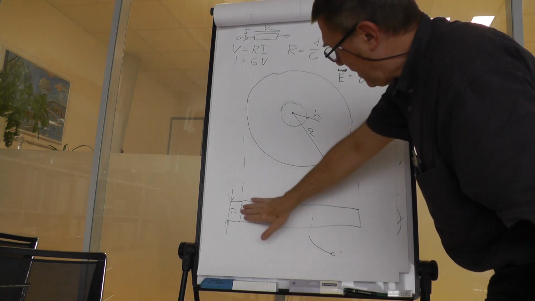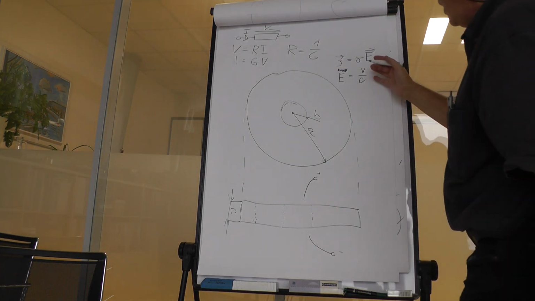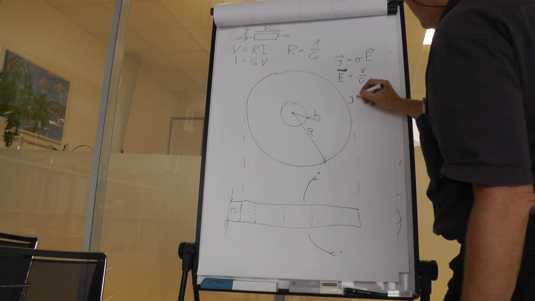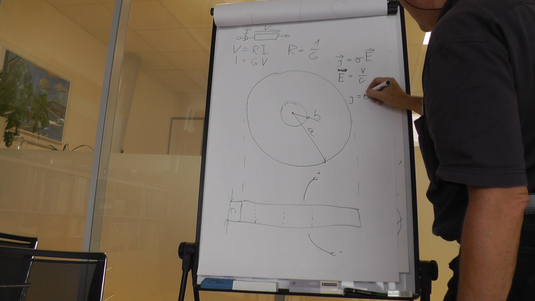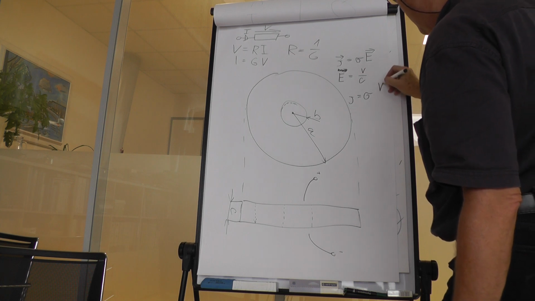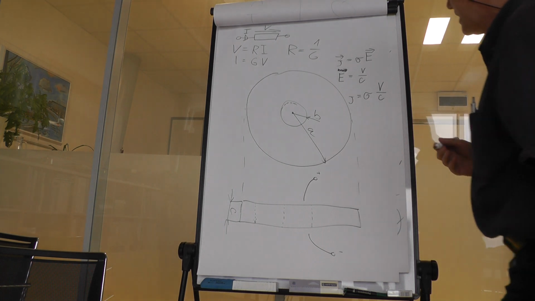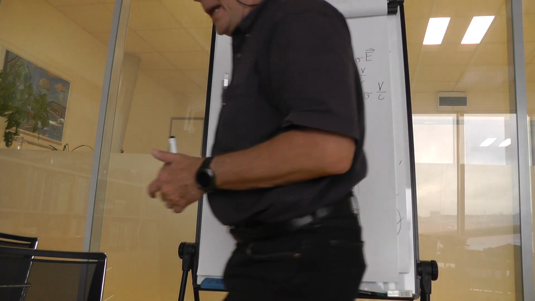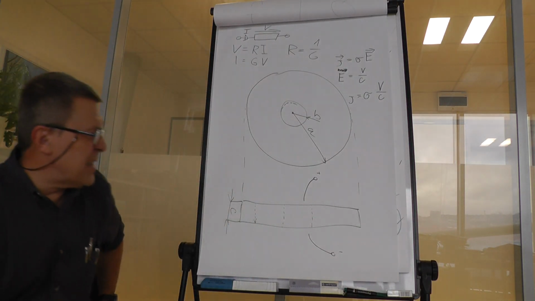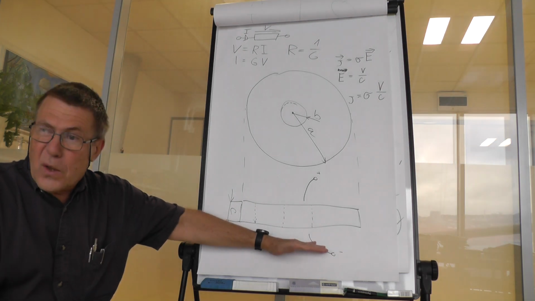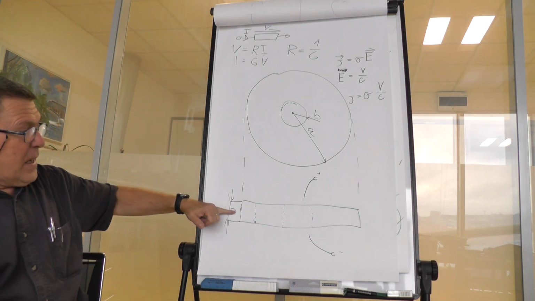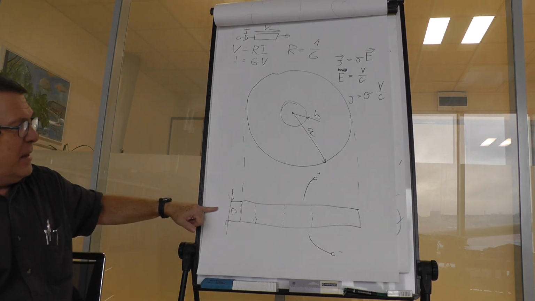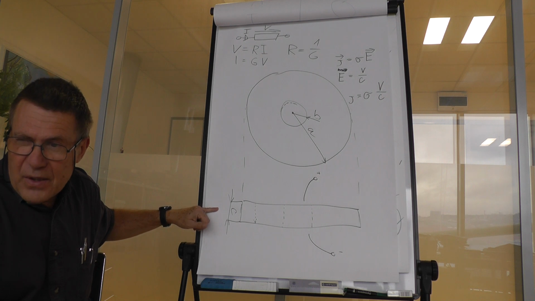But at any point of this, we could now draw the current density. J is then equivalent to conductivity multiplied by voltage divided by thickness. And now, how much current do we have in this conductor altogether? Well, we can, for example, put here a cross-section line and count all the current flowing through.